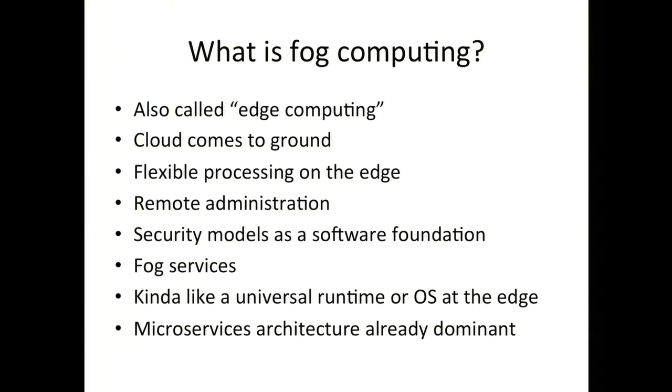So the basic idea is that the cloud is coming down to the ground, and that's what fog is, right? Although a little bit misleading, because as we'll see in a second, the fog and the cloud are entirely different from an architecture standpoint. But your whole goal is to get flexible processing in the edge environment, and yet still be able to do remote administration. And in order to make this possible, you're going to need to have security models built into the fog that you can bank on as a software engineer, or your team can bank on.